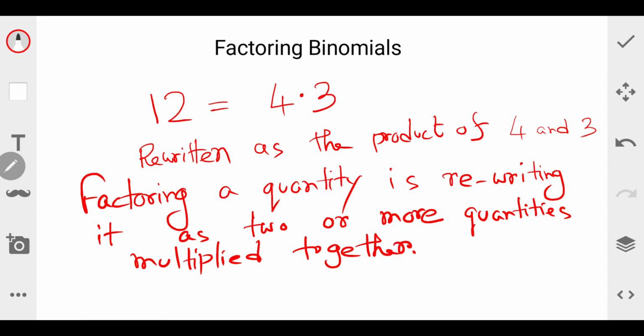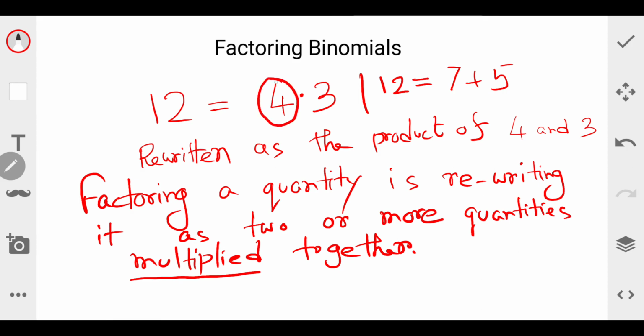Now this is very important, so let's look at it in another scenario. I can say 12 equals 7 plus 5. Now 7 and 5 are not the factors of 12, even though 7 plus 5 is equal to 12, because the definition of factoring is rewriting it as 2 or more quantities multiplied. This is very important, that you have to multiply numbers to get the number 12. Otherwise you can't call 4 and 3 the factors of 12. So they must be multiplied.